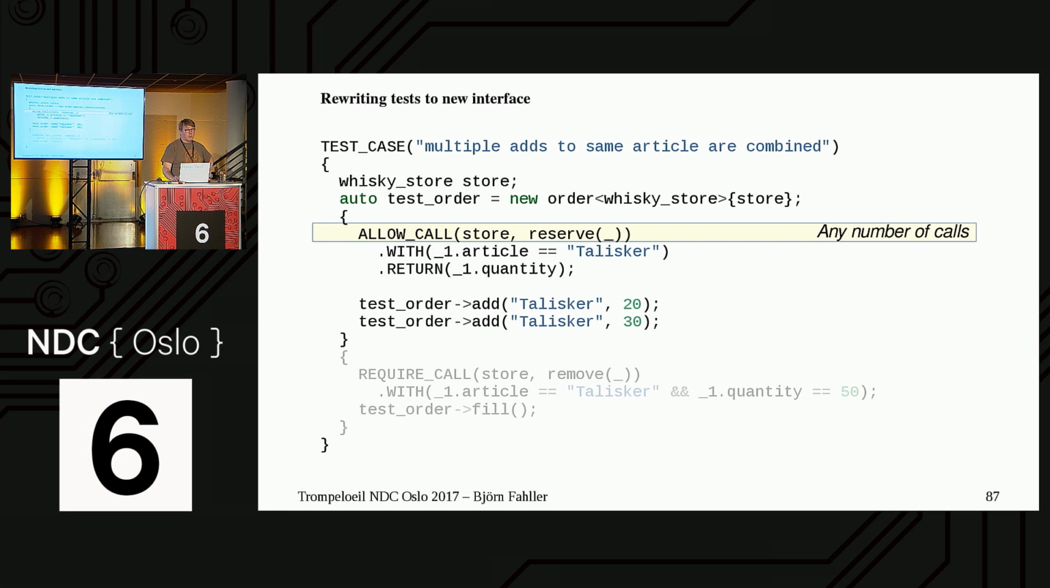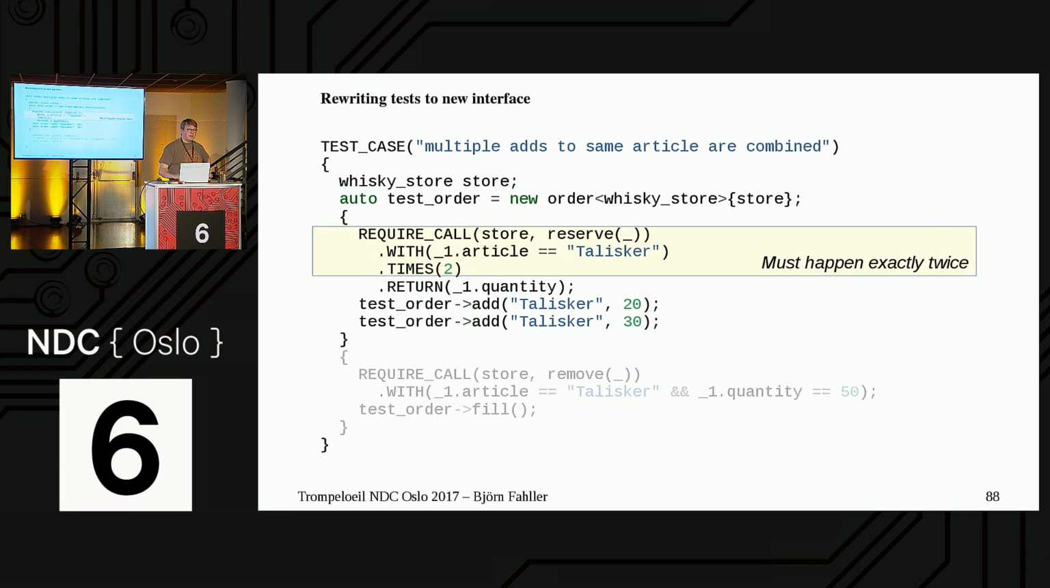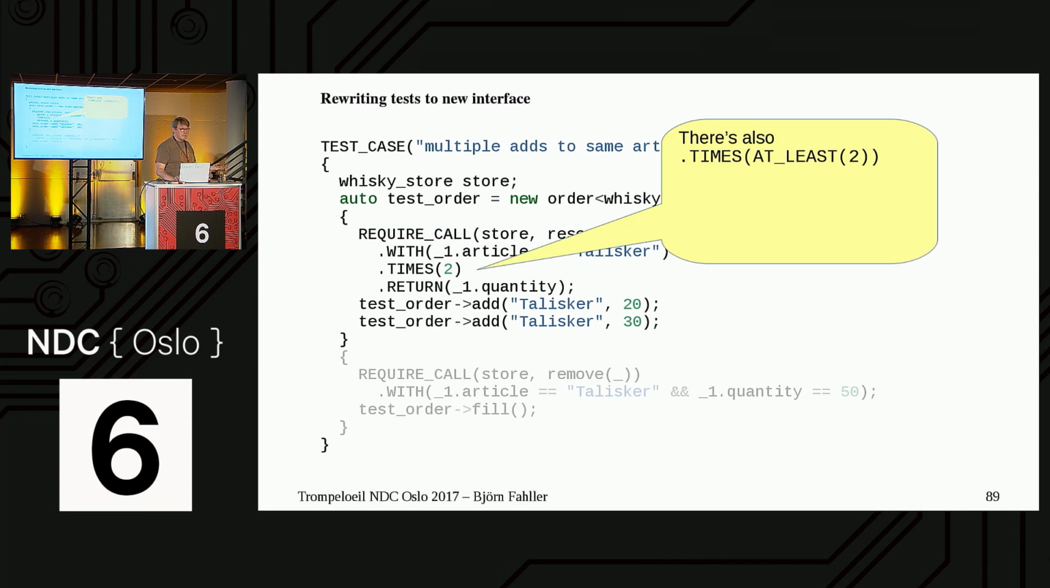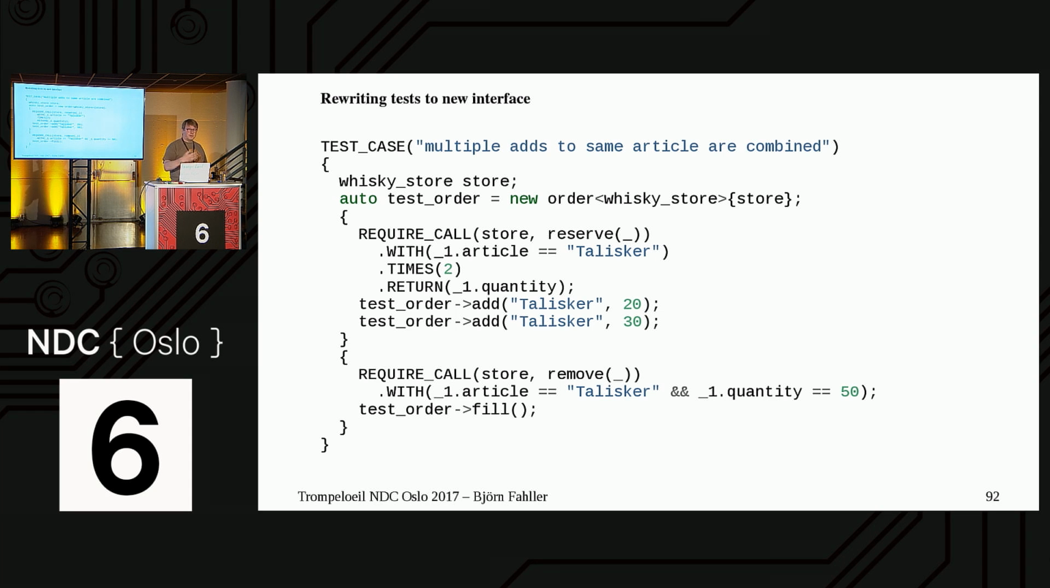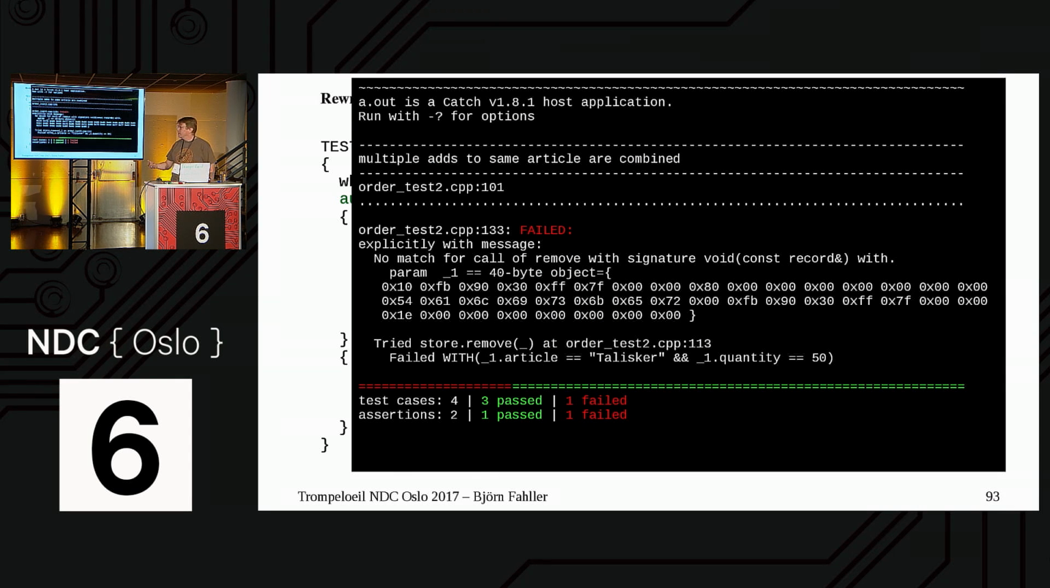Perhaps allow call isn't great. Perhaps it's better to say that I want this to be called exactly twice, because we know we make two calls to add. And just for completeness, you can say at least twice, or at most 5, or even anywhere between 2 and 5. I've actually never once used that, but I'm sure if I remove it, someone will complain. I guess there is a need, maybe. And then the requirement to remove these 50, because 50 is the sum of 20 and 30. And that should have worked, shouldn't it?